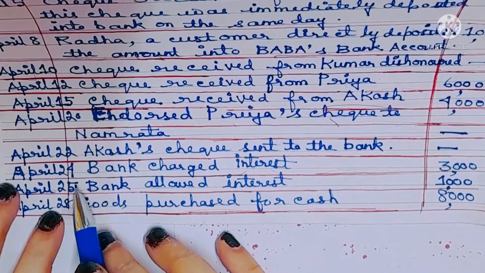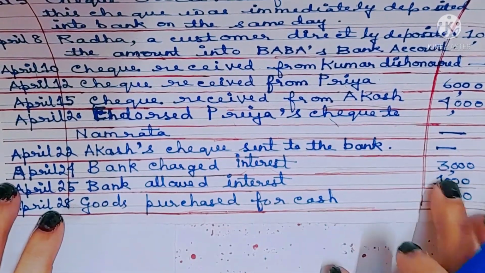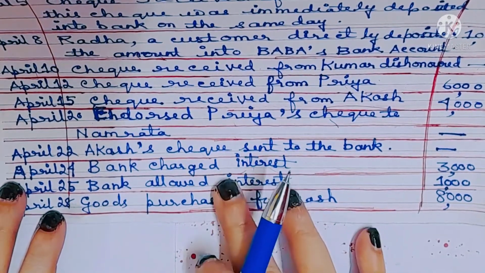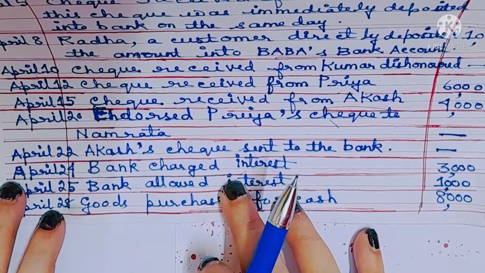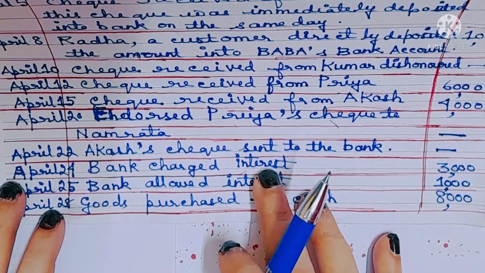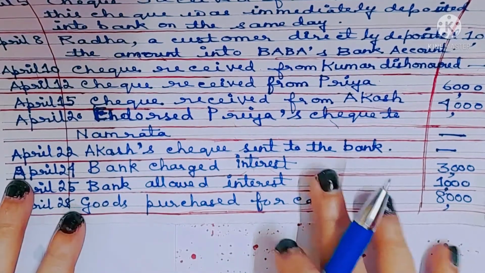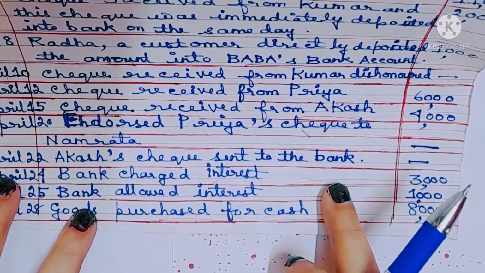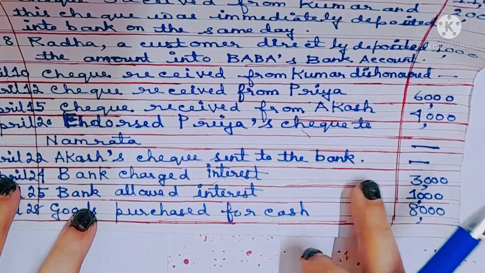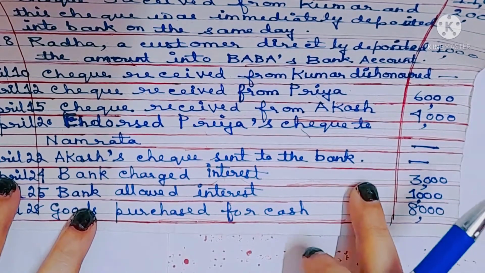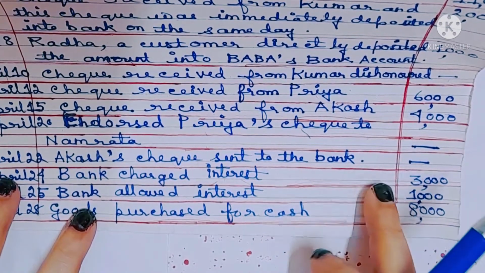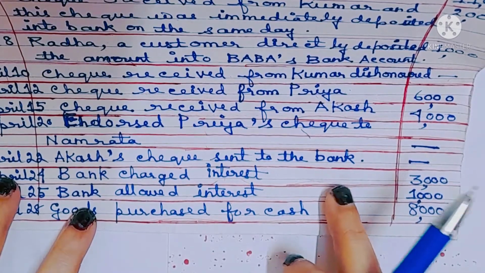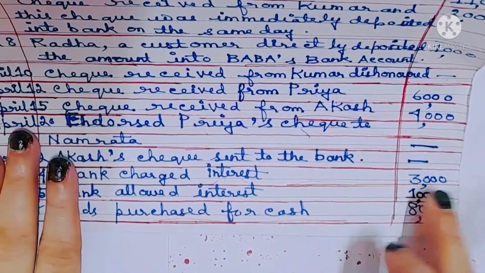On 24th April, bank charges interest 3,000. So, bank has charged some interest. Charge means expenses. So, what will be the journal entry? Journal entry will be interest account debit to bank account. What is the position of bank account? Since bank account is on the credit side, interest account will also be on the credit side. So, we'll have to write by interest account in the cash book on the credit side in the bank column 3,000. Okay, so let's write.